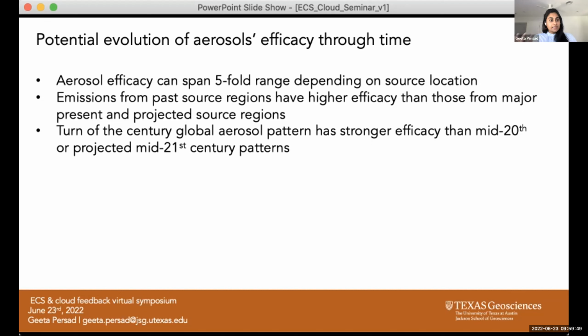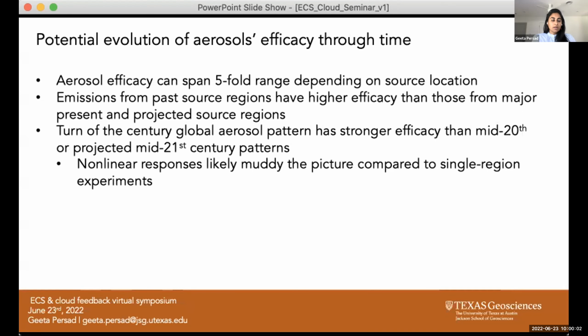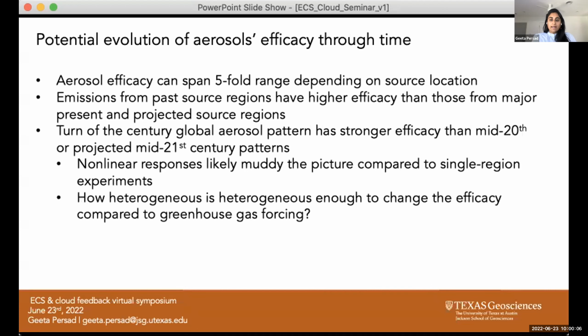And when we actually explicitly test that, we see that the turn of century, year 2000 global aerosol pattern actually has a stronger efficacy than the 1950, mid 20th century, or the projected mid 21st century pattern. And so potentially here we have some nonlinear responses that may muddy this, but I think it raises an interesting question too of how heterogeneous is heterogeneous enough to produce these differences in efficacy. So both, different patterns from each other, but also relative to more homogeneous greenhouse gas forcings.